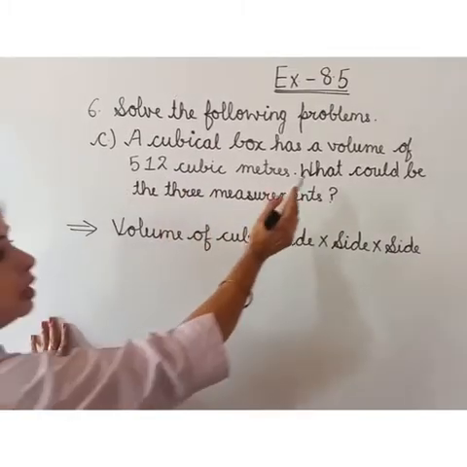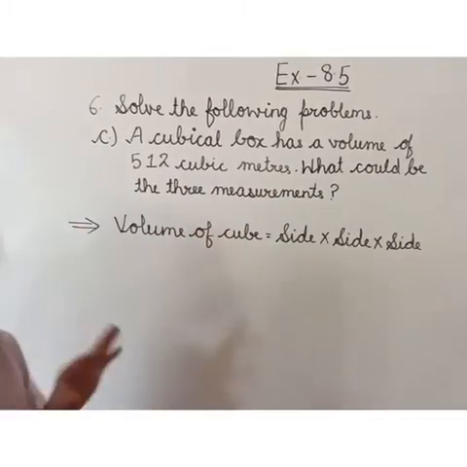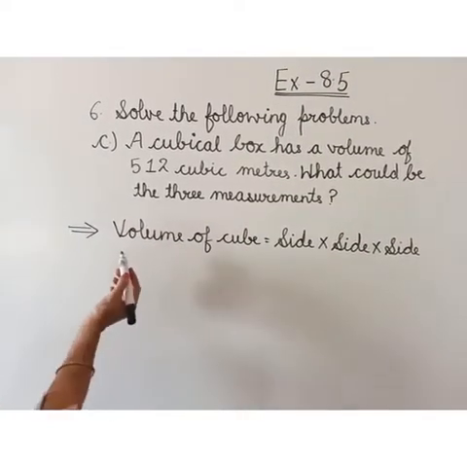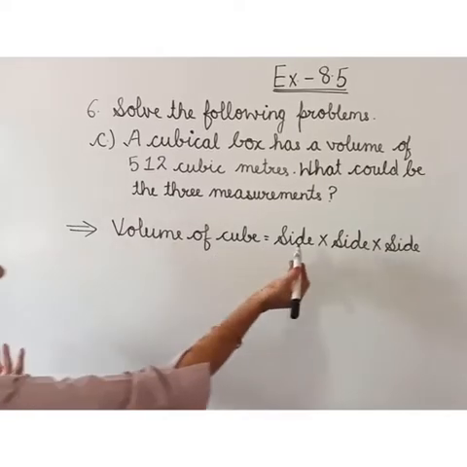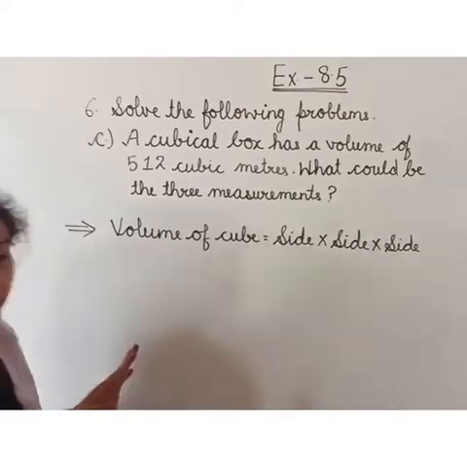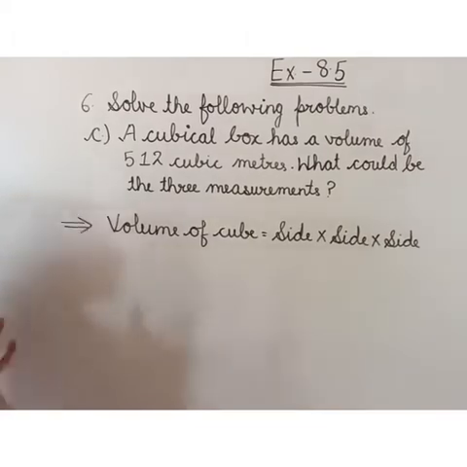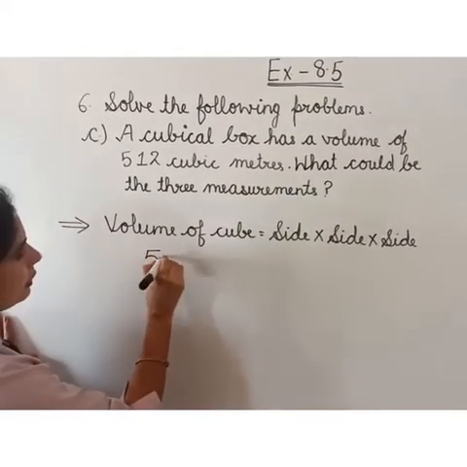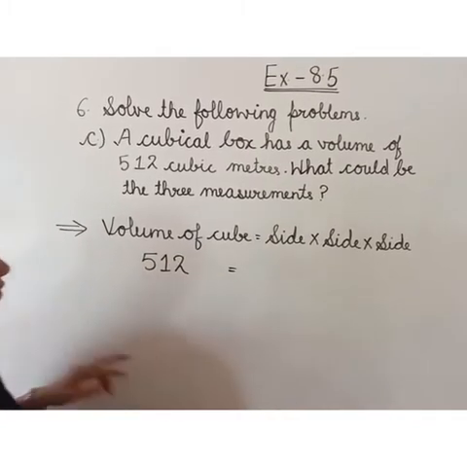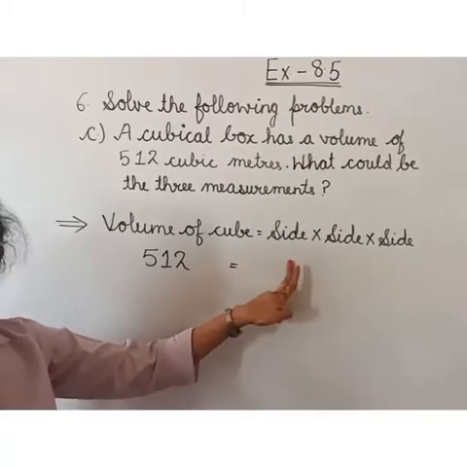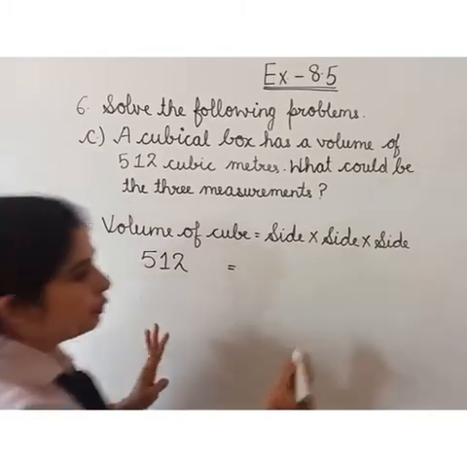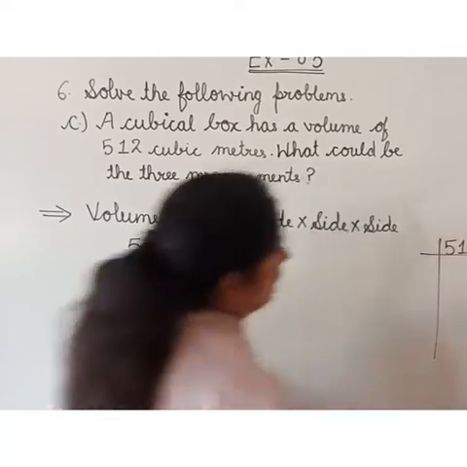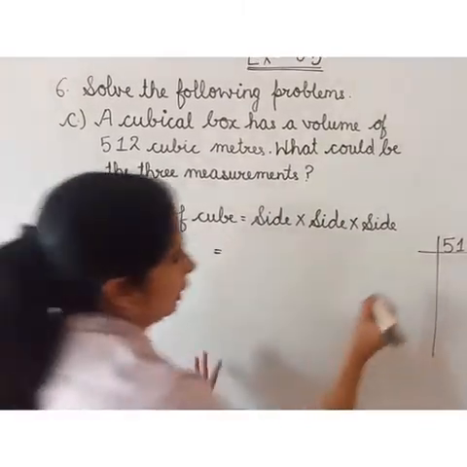Volume is given. What could be the three measurements? We have to find the three measurements of the cube. See the formula of volume of cube, that is side multiply side multiply side. Means all the three sides should have equal measurement. Volume is 512. So how to do? To find the side, all the sides should be equal. We will use the prime factors method. We will take out the prime factors of 512.